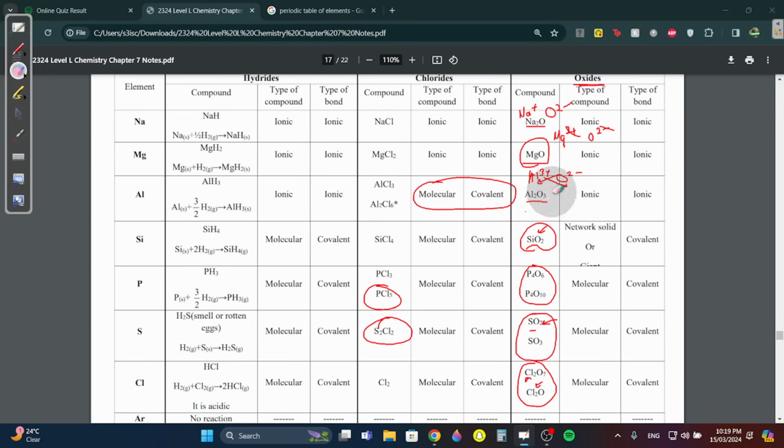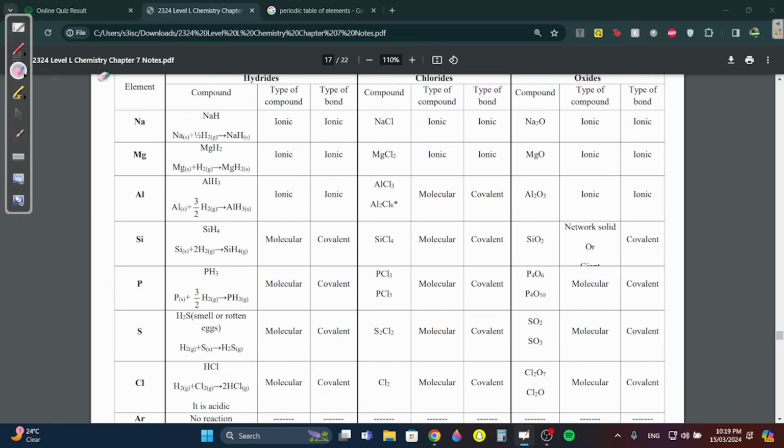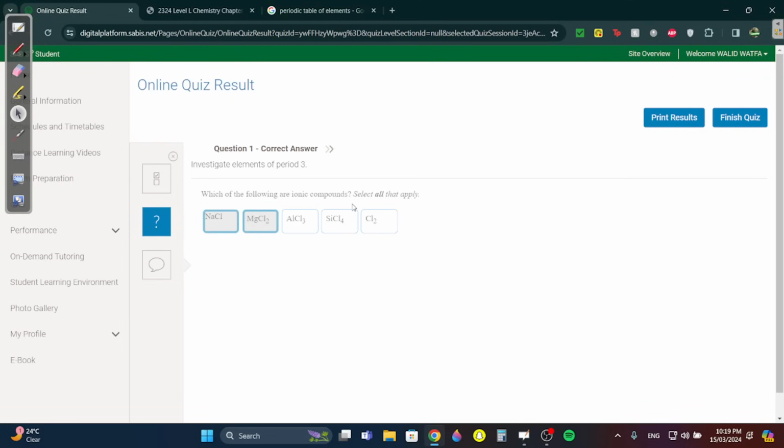The table is very straightforward, Saraha. Most of it you can understand, like literally most of it. And the ones to memorize aren't even that hard to memorize. I'm gonna go to the next tab. Go back to the quiz. Which of the following are ionic compounds?